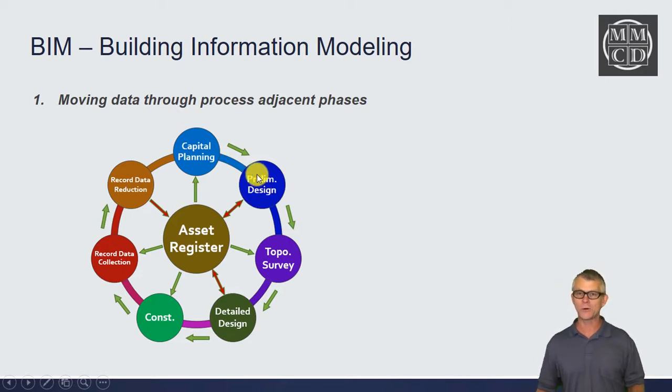So, preliminary layout information should be handed to the designers for detailed design rather than recreate the geometry. We move the information from design to construction. We collect the information from construction, and then we move that back to the asset register. So that's one aspect of BIM.